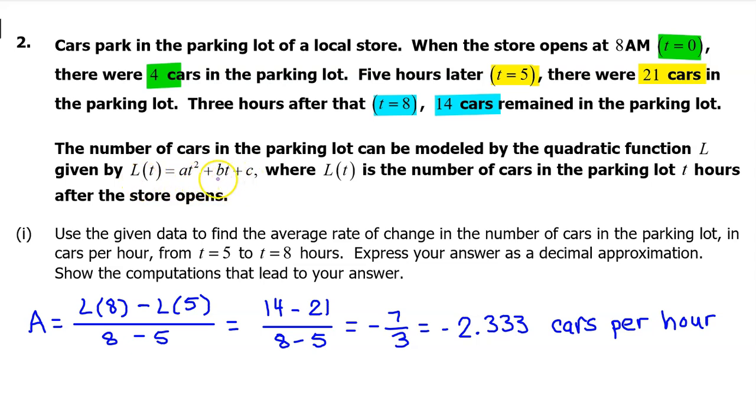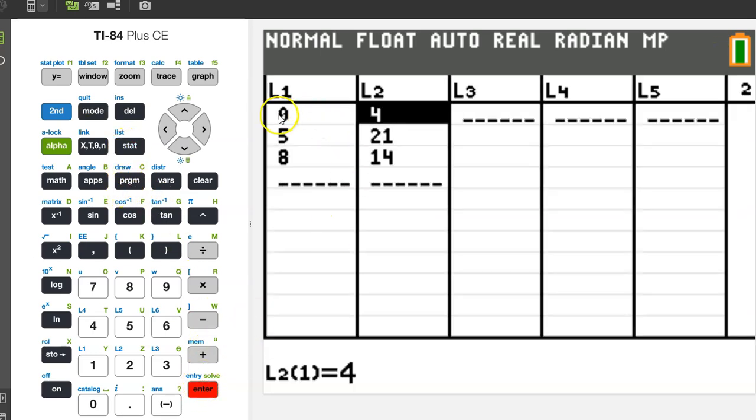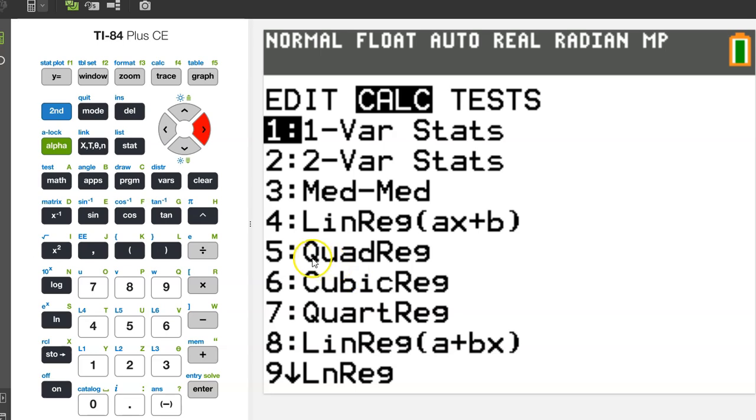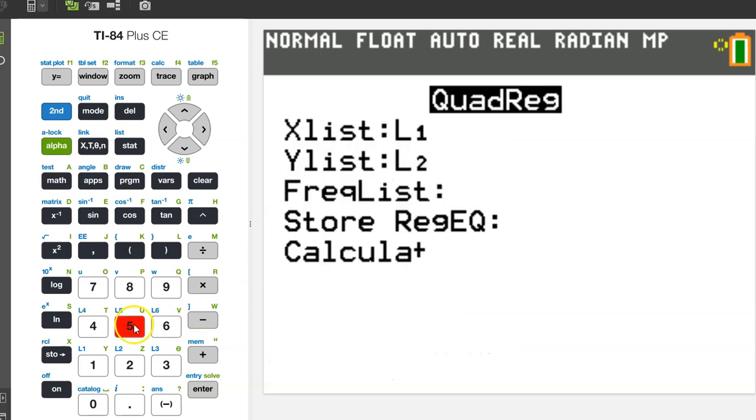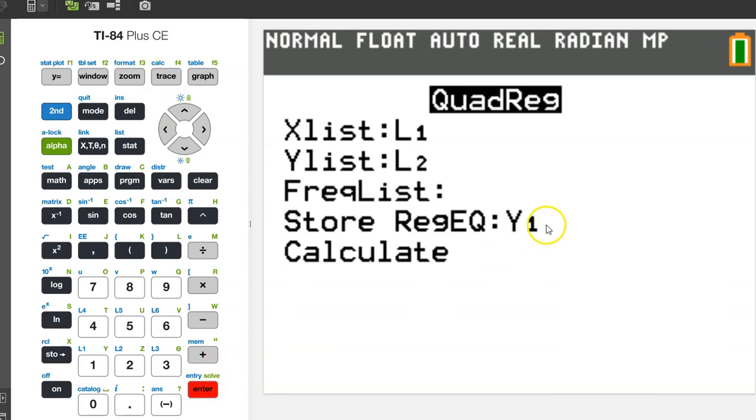for this parabola. I'm going to hit Stat and Enter. And here I'm typing in the input-output pairs into L1 and L2. Now I'm going to hit Stat and switch to the Calculate menu, and I'm going to pick Quadratic Regression, so option number 5. Before I calculate the regression equation, I'm going to come down here and tell the calculator to store the equation as y1. So I'm going to hit alpha, trace, enter, and now the regression equation will be stored in y1.